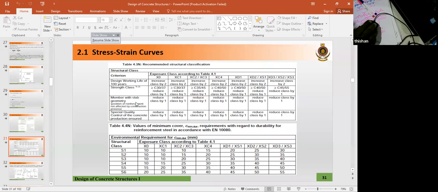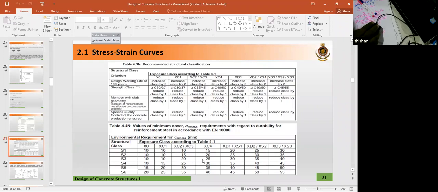Then it says you can reduce it. If you are going to precast the members where you are not going to walk on the reinforcement, you can reduce the class by 1. Here it says reduce the class by 1. Here again says reduce the class by 1. Here it says increase the class by 2. So basically the class will become S4. Because here it says increase the class by 2. Reduce the class by one. So finally it will become +2, -1, -1. So it is S4.